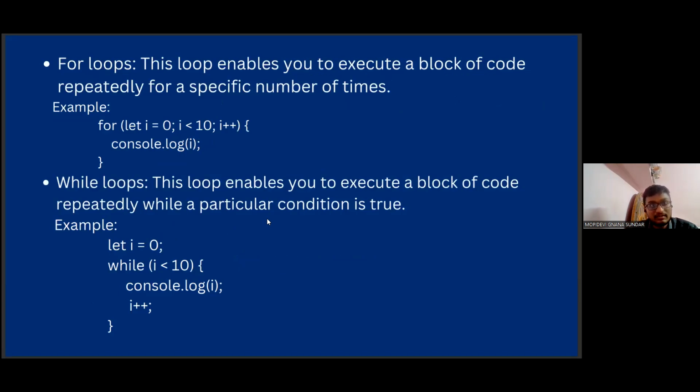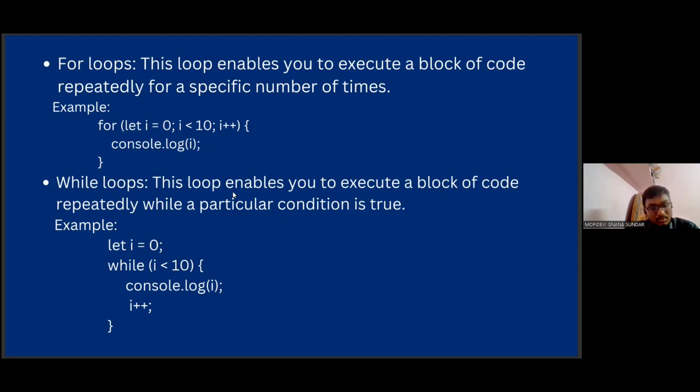And the next one is the for loops. If we want a particular number of operations to happen a specific number of times, then we can use for loops. Here, if we want to output from 0 to 9, we can use this for loop. Here you can see for let i equal to 0, i less than 10, it will console all the values. So it will return 0, 1, 2, and so on to 9.